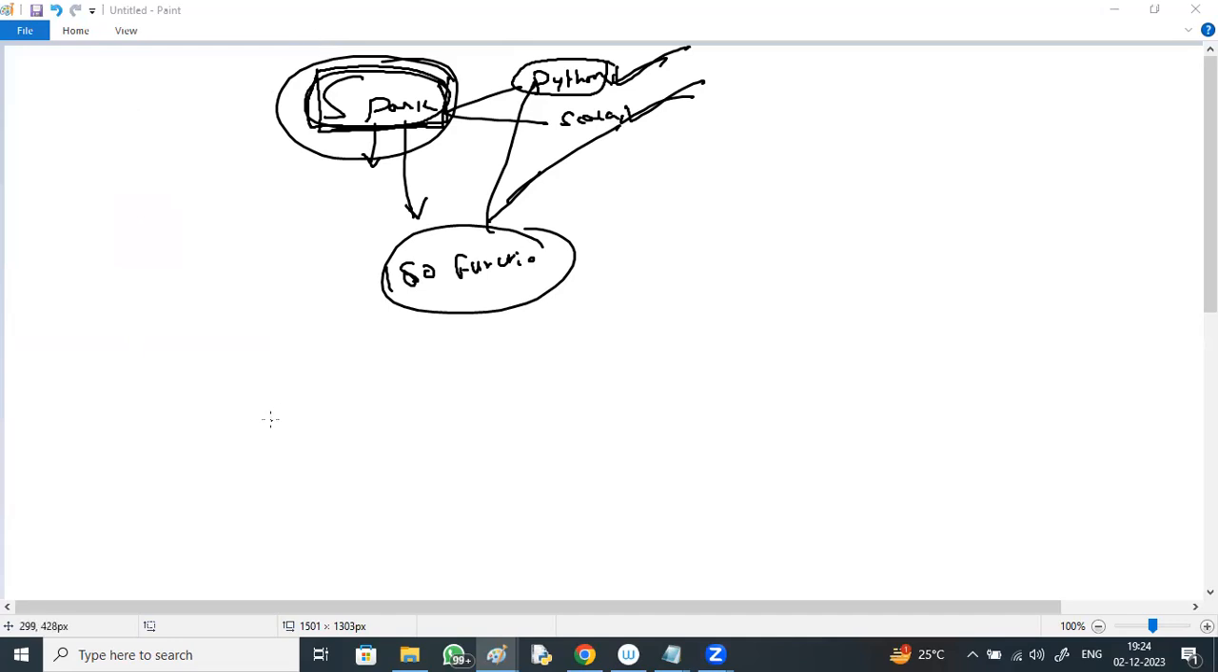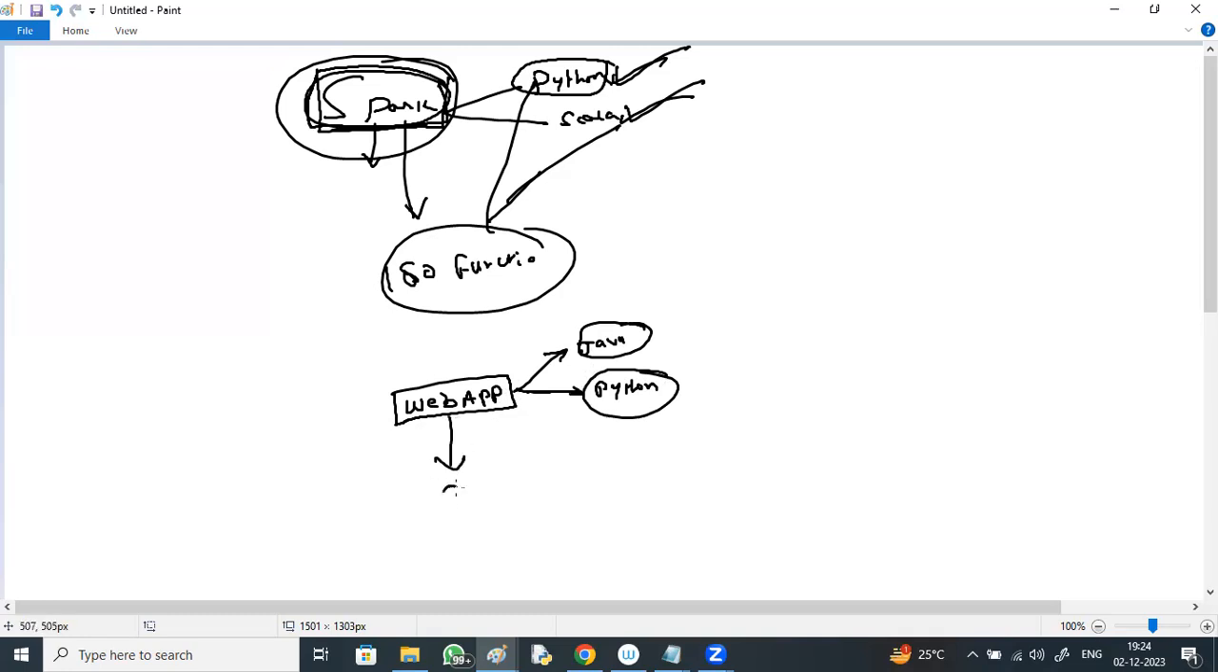For example, a very small example. If you want to develop a web application, you can go with the Java language or the Python language. You can create that application using Java or using Python. Whatever the language, the output of the web application will be the same. The output will be the same, but the programming code will be changing, right?